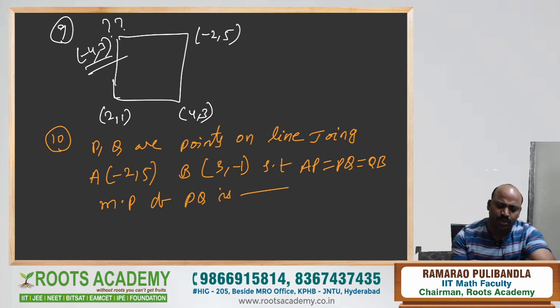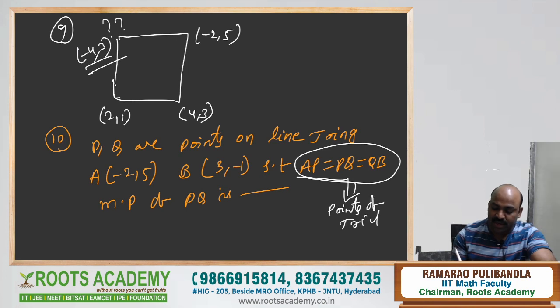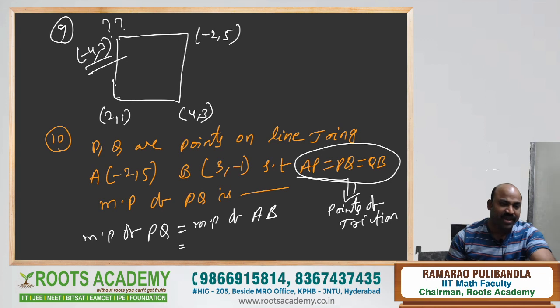I said the beautiful concept earlier. This is showing what? Points of trisection, right, students? So in the case of points of trisection, the midpoint of PQ is nothing but the midpoint of AB only, no? We know that the midpoint of PQ is the midpoint of AB. So what is the midpoint of AB? Minus 2 plus 3 by 2 means 1 by 2 comma 5 minus 1, 4 by 2 means 2, so 1 by 2 comma 2.